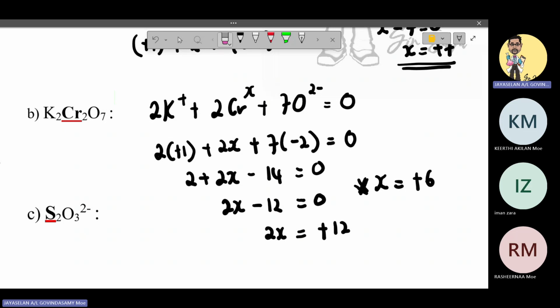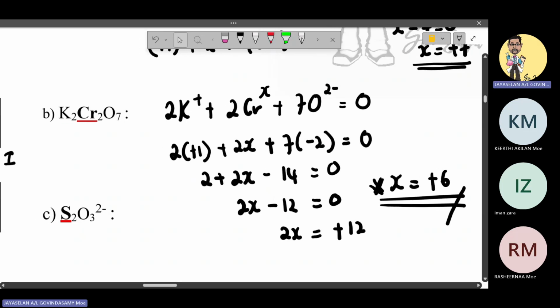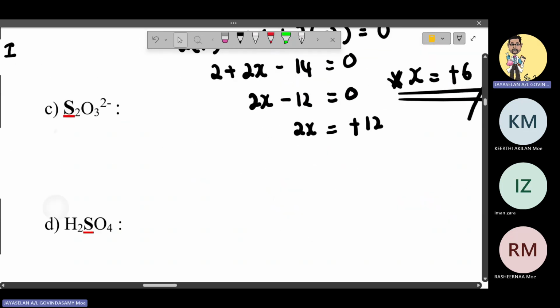Okay, if correct, so put your marks. So you all underline like this, to tell the examiner that you have answered. Okay, this one we already learned. Okay, now look at this.